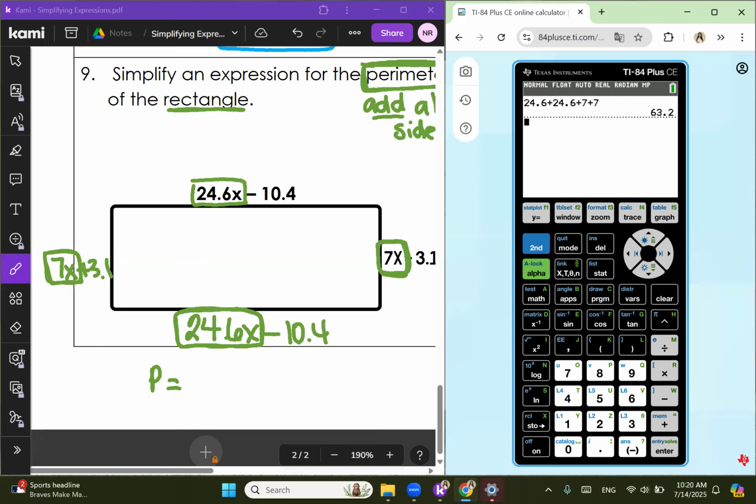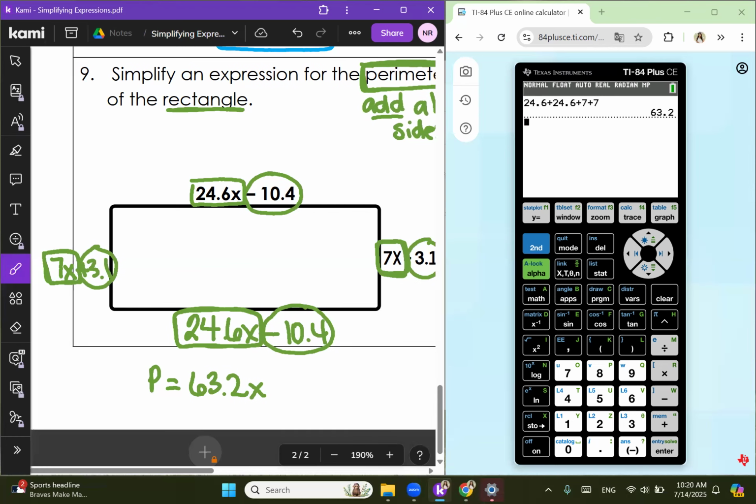Yes, you could put plus 14, because I know some people are like, Miss, just put plus 14. Then we do our constants: negative 10.4, negative 10.4. You get that plus 3.1, plus 3.1.